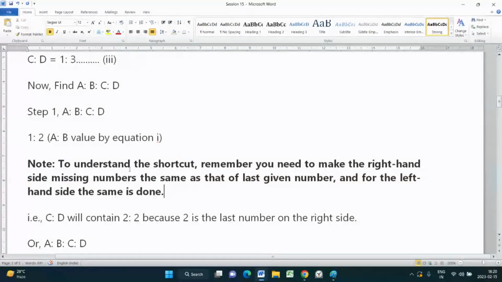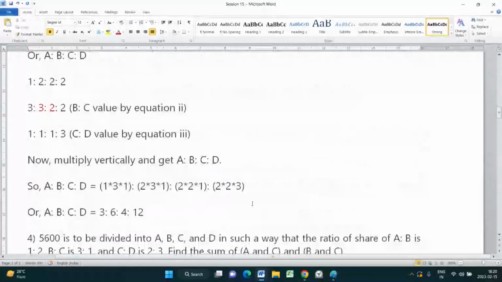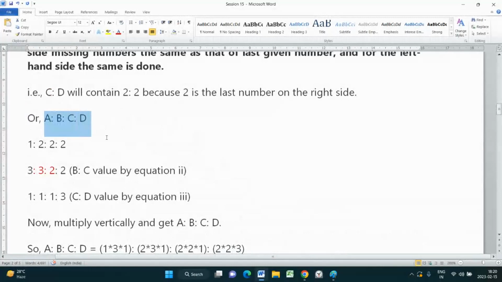Make the right hand missing numbers the same as that of the last given number. What is the last given number? It is 2, and copy that 2. Similarly, do for the left hand side. This is 3. Copy it here. Next, we are writing A is to B is to C is to D. We are copying the C is to D value first. Then this is the last number, and you are copying it here. This is an assumption we are making. This is how you have to make assumptions in ratio and proportion.